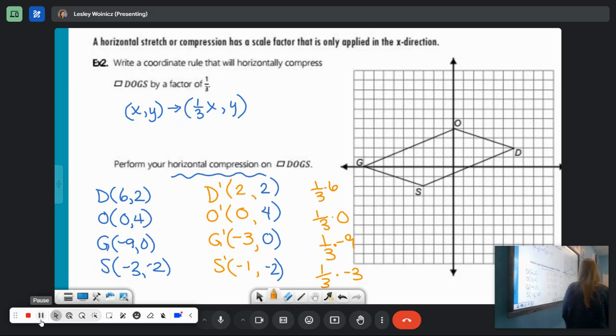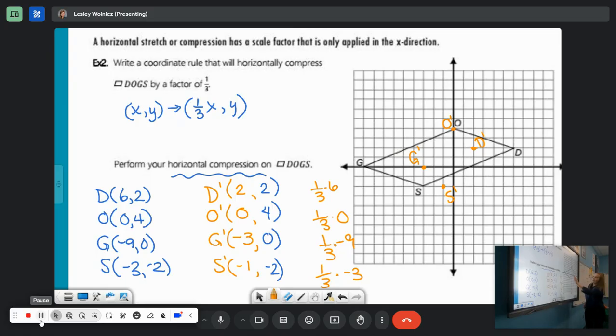Okay, we can plot our points. So D prime is at 2, 2. O prime maps onto O. G prime, negative 3, 0. Ooh, guess who's not really left-handed? And S prime, right there.